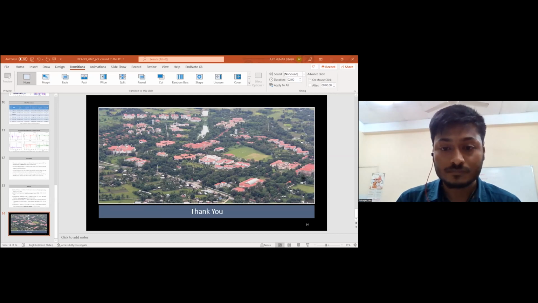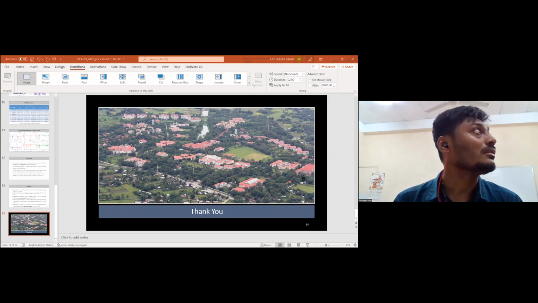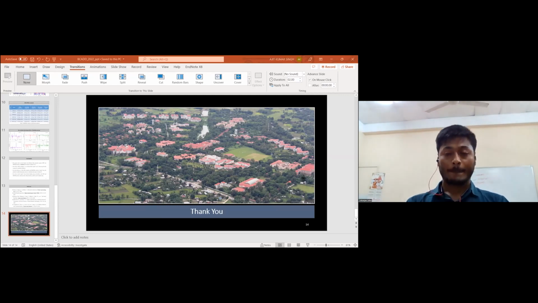Okay, thank you. The next question from Kunal Roy: what is MMPBSA? Molecular mechanics Poisson-Boltzmann surface area analysis. Okay.